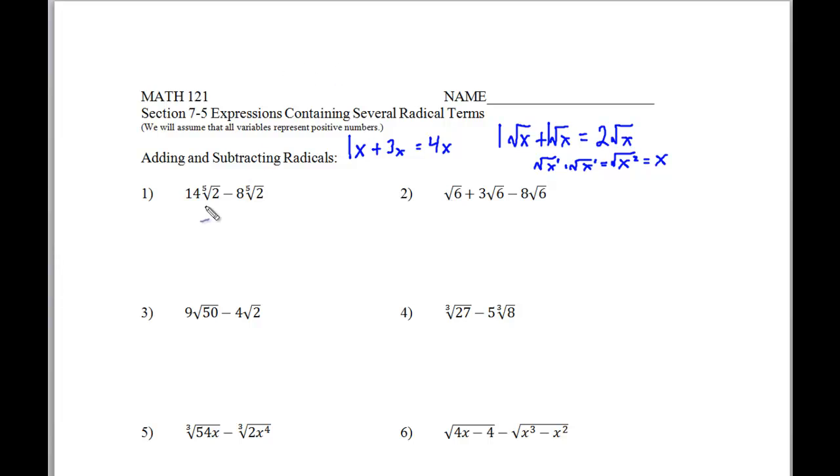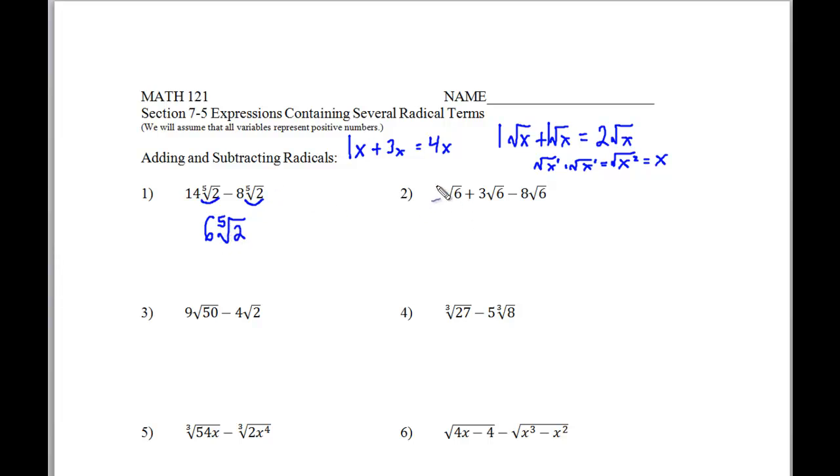So keeping that in mind, you'll notice that in this problem we have these being exactly the same, the fifth root of 2, so 14 fifth root of 2 minus 8 fifth root of 2 is going to be 6 fifth root of 2. So you can do a little mental substitution to say 14x minus 8x is 6x, except in this case the x is the fifth root of 2.